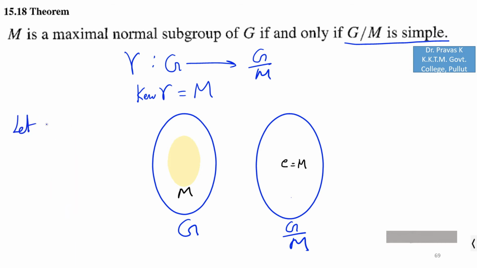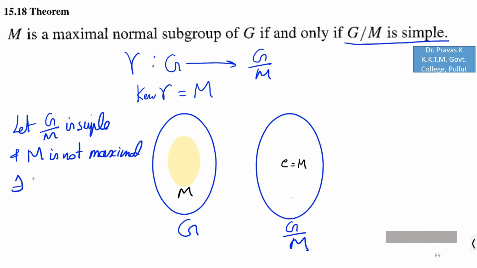Now conversely, let us assume that G over M is simple. We need to prove that M is a maximal normal subgroup of G. So let us assume that M is not maximal, which means that there is an M dash not equal to G such that M dash is normal and properly contains capital M. Now you consider gamma of M dash.